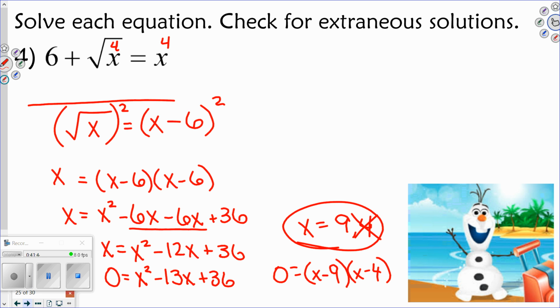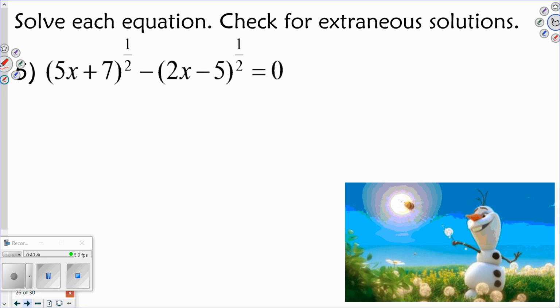All right, let's look at this one, because that looks weird. Now, I have two things that have fractions for exponents. Yeah, because what's happening here is you need to isolate both of them. Can I isolate them on opposite sides? Yeah.